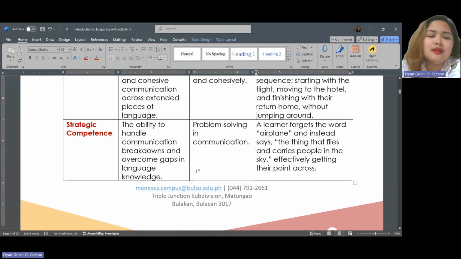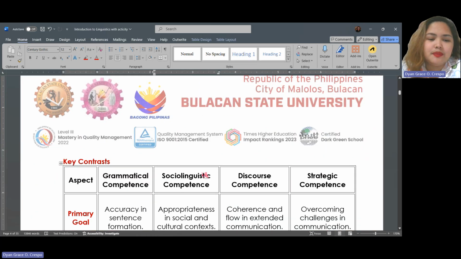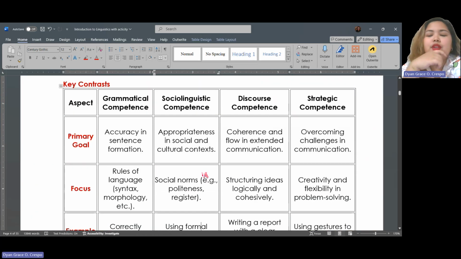All right, so let's now have the next lesson. If we think about the key contrast, for instance, the primary goal of grammatical competence is accuracy in sentence formation. But for sociolinguistic competence, it's appropriateness for the social and cultural contexts. Whereas discourse competence is the coherence and flow in extended communication, and strategic competence is overcoming challenges in communication.